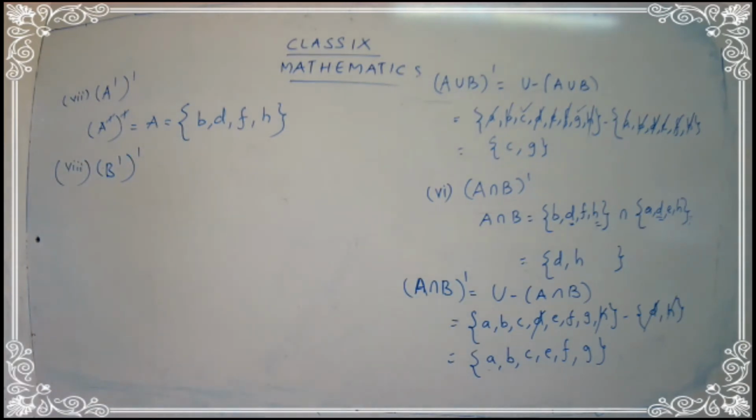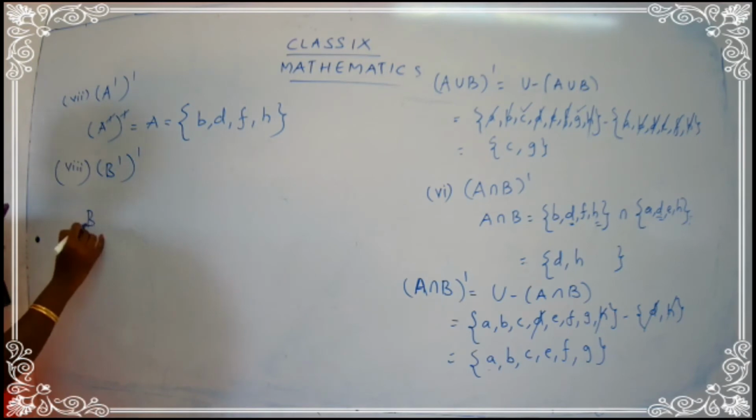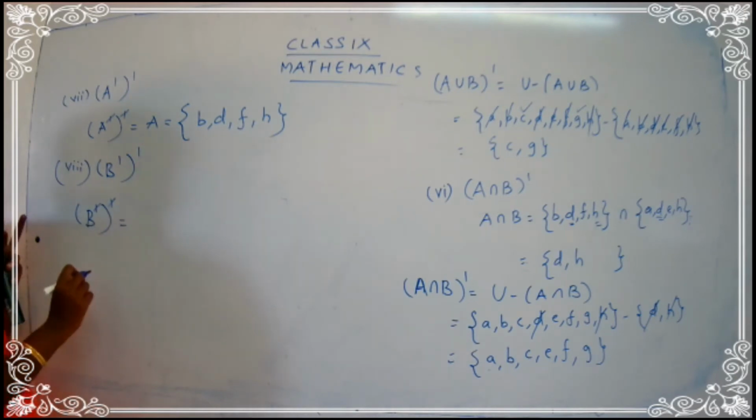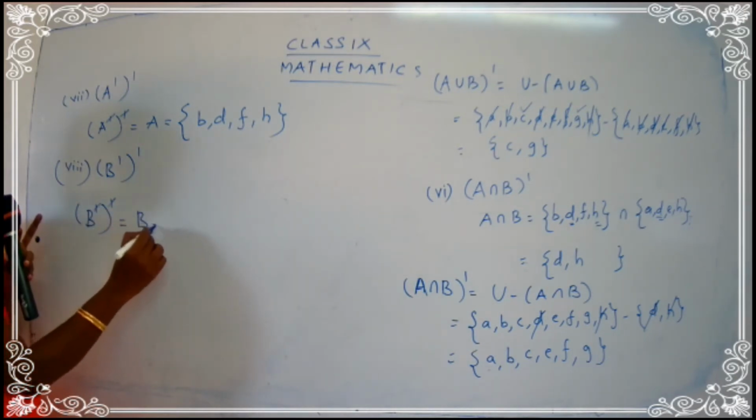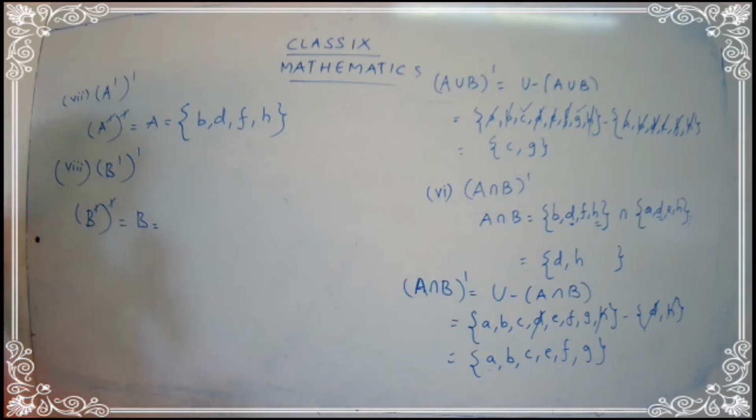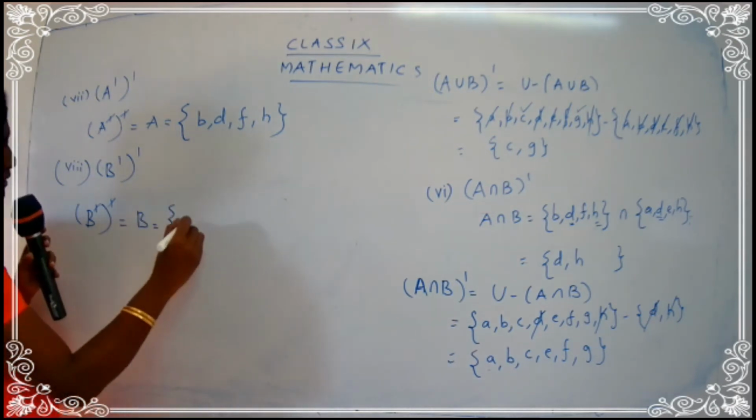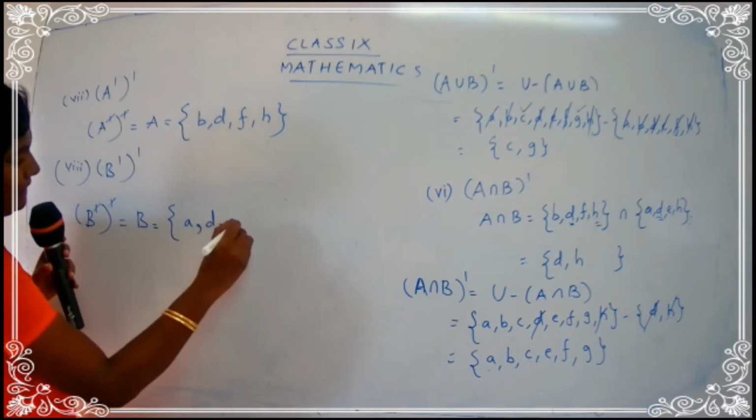Yes, so this is B dash dash. Children, so what are you going to get here? B dash dash. What happens here? Dash dash goes off. So what is left? B is left. Yes, children? I know the value for B. What is the value for B, children? A, D, E, H.